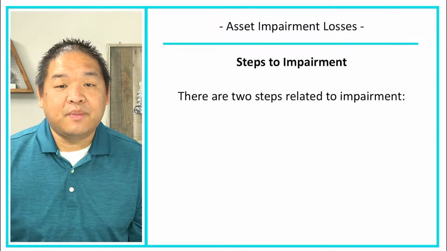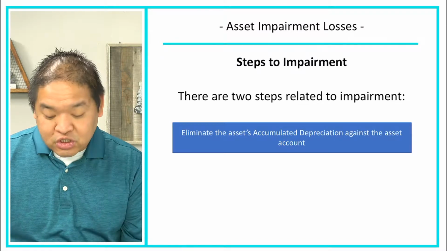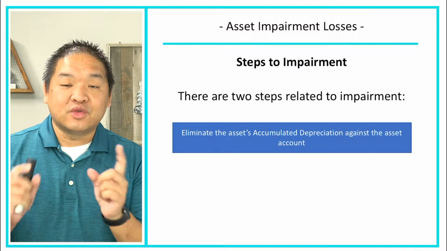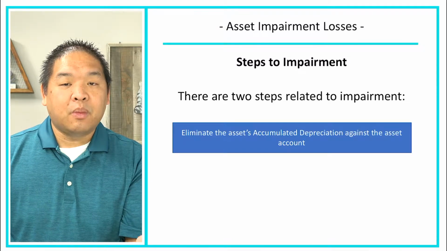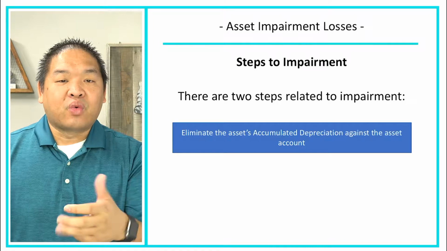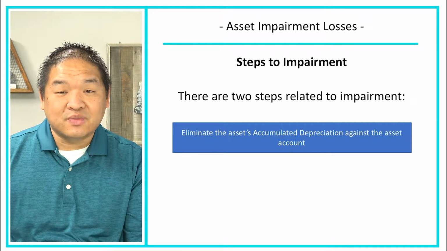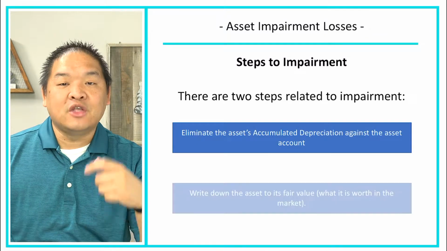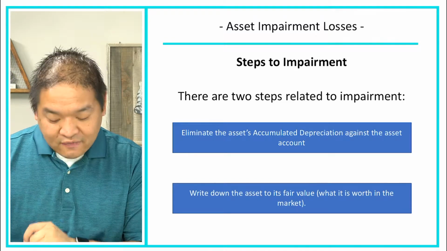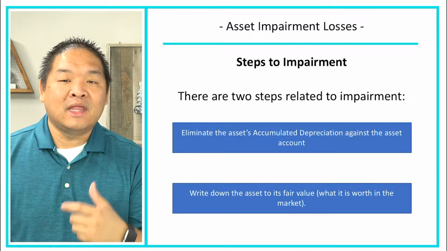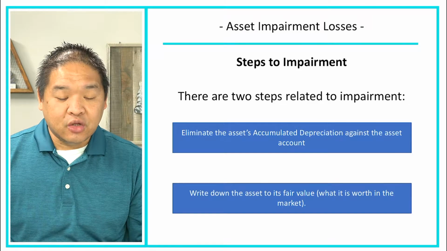So there's two steps in the impairment. The first step is we're going to eliminate the asset's accumulated depreciation against the asset account. So this is the one time where we're going to reduce the asset's value on our books to a point where we remove the accumulated depreciation. Once we've removed the accumulated depreciation by reducing the asset's value, then we move on to step 2, which is writing down the asset to its fair value, what it's worth in the market. Okay, so that's what we're going to look at doing when we look at the impairment.